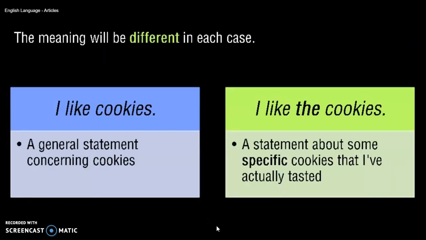The meaning is different in each case. "I like cookies" is a general statement concerning cookies. "I like cats" is a general statement about cats. "I like the cookies" is a statement about some cookies I have actually tasted.